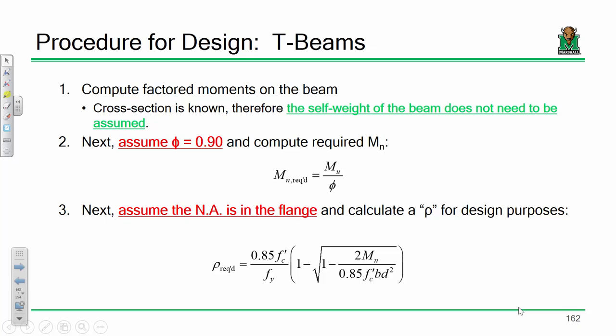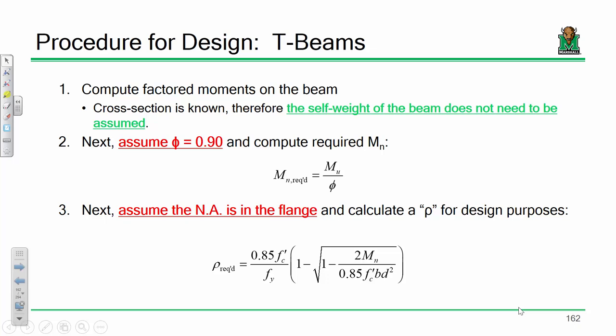We've got to know what we're designing for. Now remember, this is a known cross-section problem, so we don't need to assume the self-weight of the beam because we can figure that out. Alright? Now, we assume phi equals 0.9. That is an assumption because we have to go back and check that. We have to make sure that the steel that we provide, that we get a strain larger than that strain limit. Okay? That's an assumption that we fix, or we check at the very end.